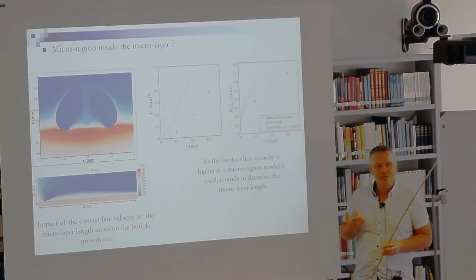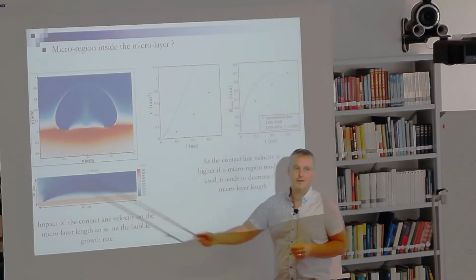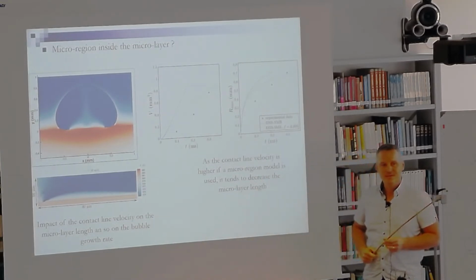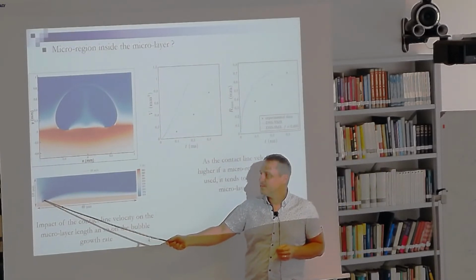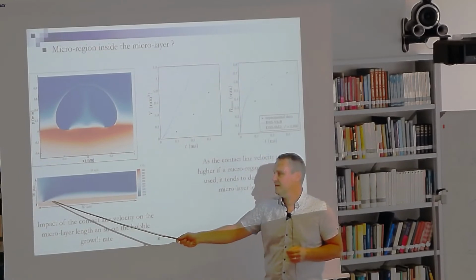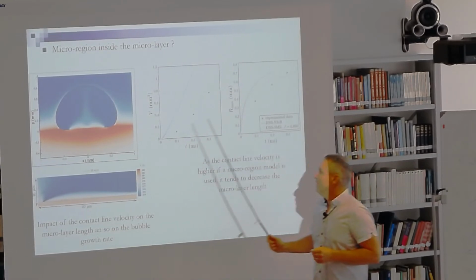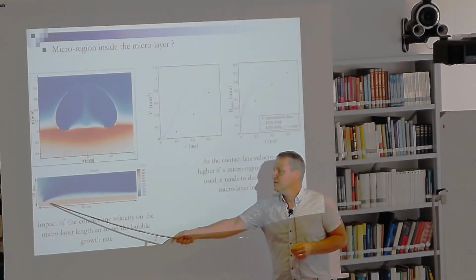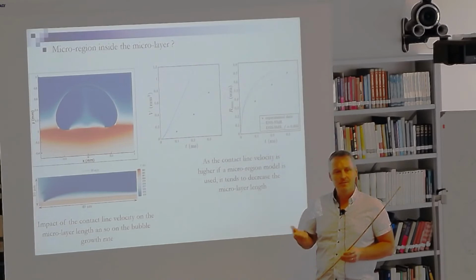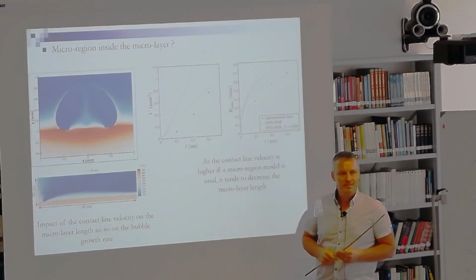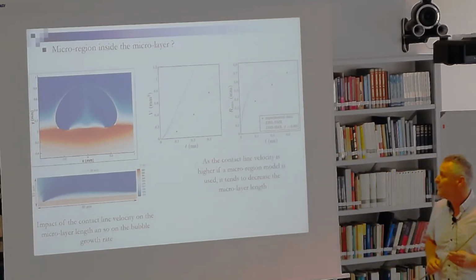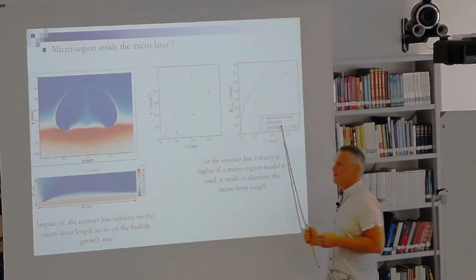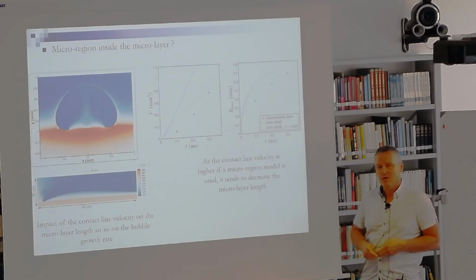This is not a very intuitive result because we add a flux, but our volume is decreasing. But the impact of the microregion is also to move the contact line velocity, and as the contact line velocity is higher when we account for the microregion, the microlayer length is lower. So the overall heat flux is lower. So there is a strong impact. What we observe in this preliminary simulation is that the microregion can have a strong impact on the microlayer length, and so on the bubble growth.